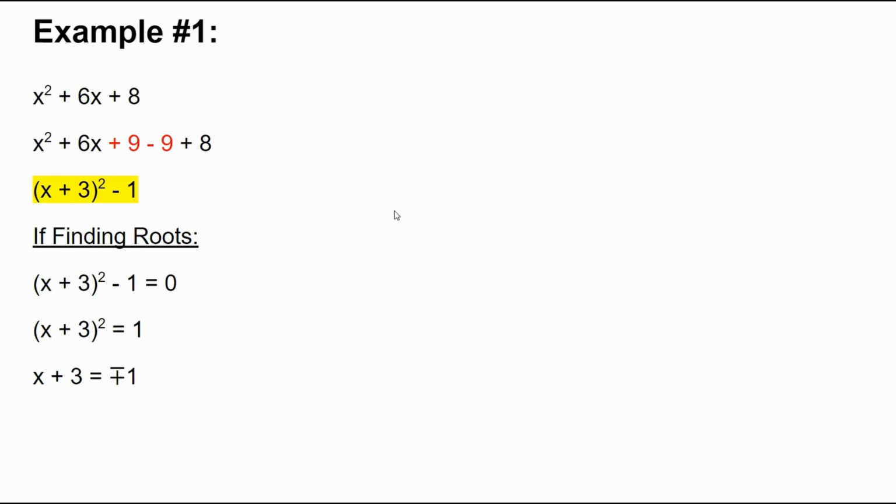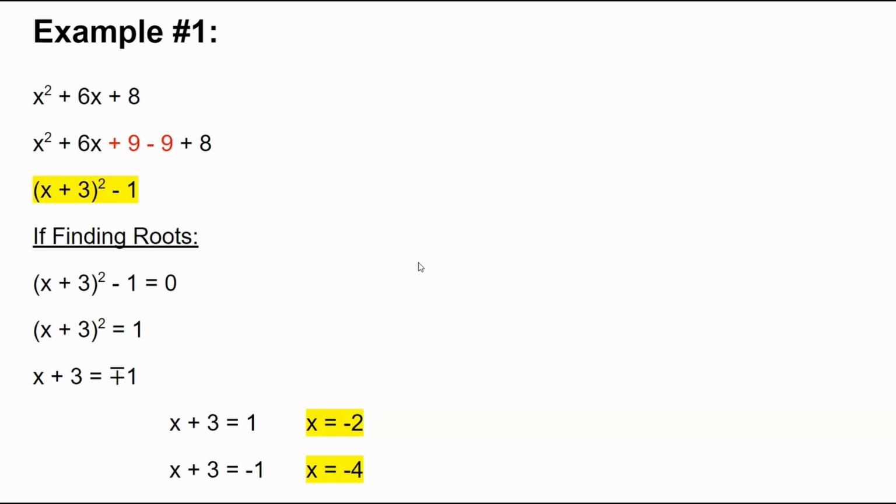We have to account for both the positive and negative values, because this is a quadratic equation and there could be two solutions. So after doing that, when you have the plus or minus value, you want to branch it off and account for both the positive and negative one separately. And then after that, you want to subtract 3 from both sides to get your two answers. So if we do that, we get x is equal to negative 2 and x is equal to negative 4. Those would be the roots of the equation.